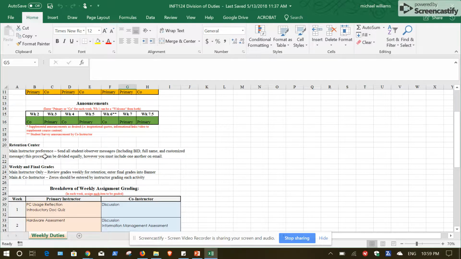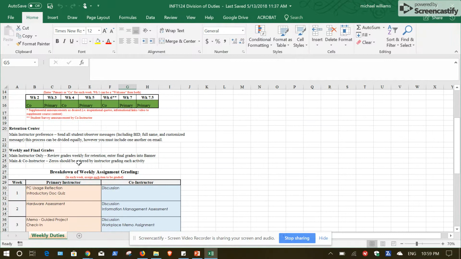As you can see here, you have the retention center, and you have the weekly and final grades. Now, with the weekly grading, that can be divided up amongst the primary and the co-instructor, but the final grades have to be done by the primary instructor, and it's the primary instructor's duty to make sure that all grades are complete, and if they're not complete, that they have zeros.